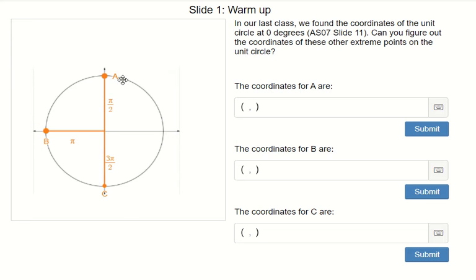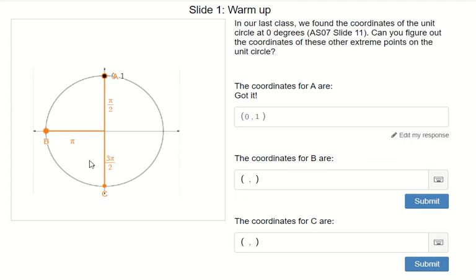We're going to find the rest of the extreme points on the unit circle, but that'll give us a hint to the rest of them, right? So A is at x equals 0. It's still at the origin, right? But you go straight up to y equals 1, right? Because up is y, so then that's going to be 0, 1. X equals 0, y equals 1.